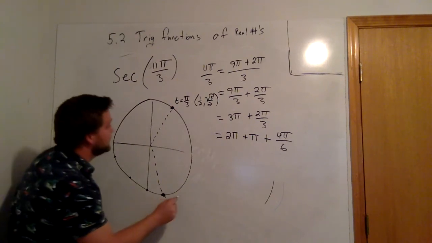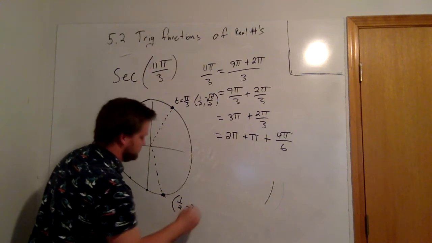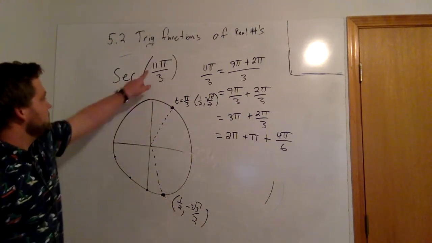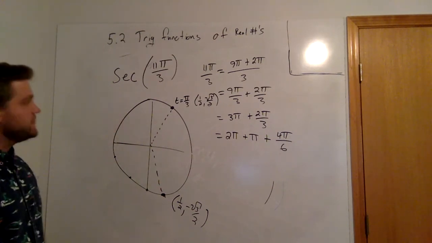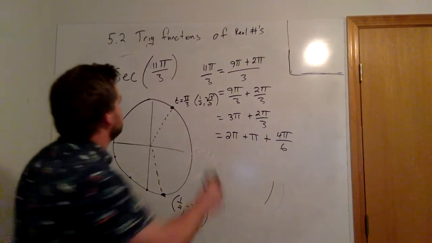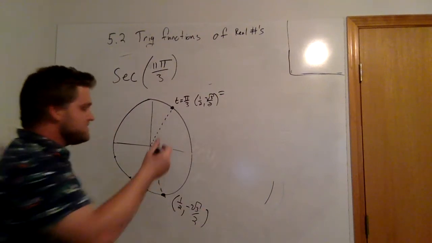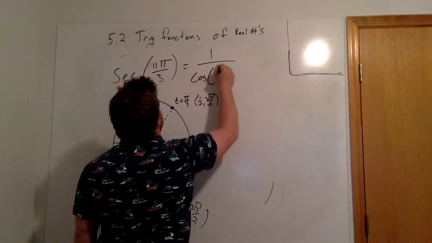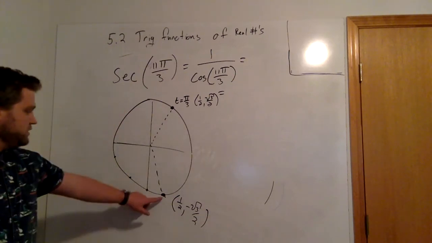But if I'm down here, the x coordinate will be 1/2, and the y coordinate will now be negative. So I want to know what secant of 11 pi over 3 would be here. Okay, so secant of 11 pi over 3, well, I don't usually like working with secant. I like to think about secant always in terms of sine and cosine. So remember that secant is the reciprocal of cosine, so this would be 1 over the cosine of 11 pi over 3.